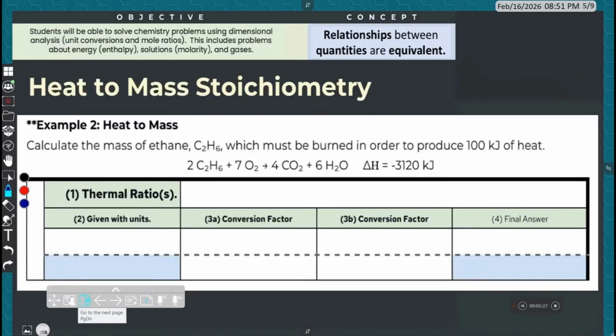Now let's do a problem going backwards. We're going from heat to mass. So we know how much heat is generated, but we need to find out how much mass of a chemical is actually burned in that process. So it says calculate the mass, so the final answer has to be in mass, which must be burned in order to produce 100 kilojoules of heat. Again, we want to make sure that this is negative.